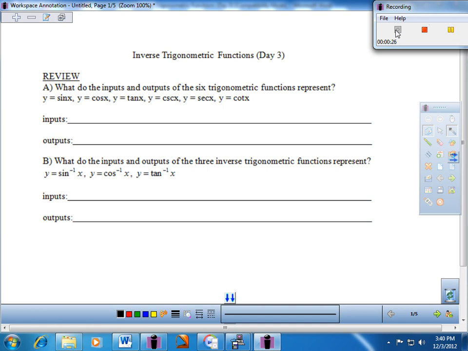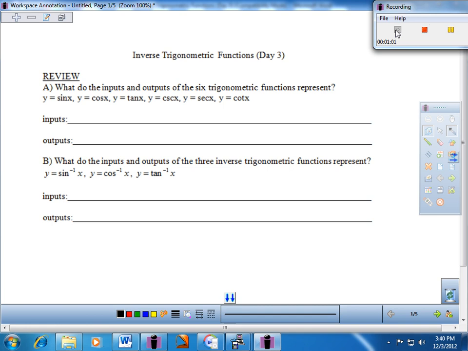There is a review making up most of the front side of your page, and so we'll read a couple things and write some ideas out and hopefully put a lot of what we've developed into some good context here. So here we go. Letter A, it says, what do the inputs and outputs of the 6 trigonometric functions represent? And so there they are, sine through cotangent, all 6 of them. There's an independent variable and a dependent variable. Independent variable would be our x's, representing our inputs, and the y's, or the dependent variable, would be representing our outputs. So what does each one represent here?